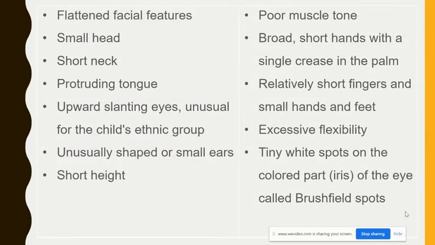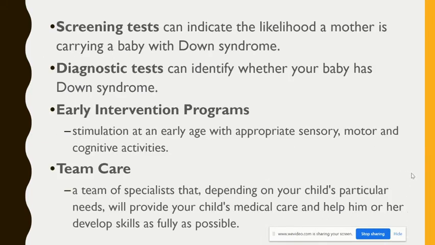So some different features and characteristics of Down syndrome are just the different facial features with a smaller head or shorter neck. Sometimes they have more slanted eyes or different shaped little ears. Generally, there's poor muscle tone that usually you have to go to therapy for. Smaller fingers and hands, so they're a little bit stubbier. And then sometimes they even have white spots on their eyes. So, some different things with Down syndrome.